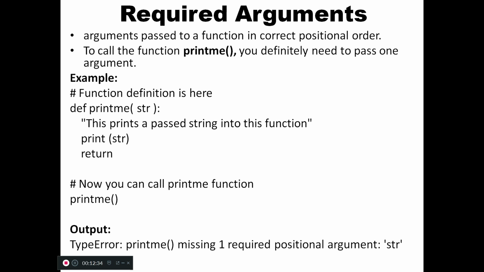Required arguments are the arguments passed to a function in correct positional order. Here the number of arguments in the function call should match exactly with the function definition. To call the function printme, you definitely need to pass one argument, otherwise it gives a syntax error, right? Let's take a look at this example and see what error we are getting for this printme missing argument string. So we need to check the error type in this example.